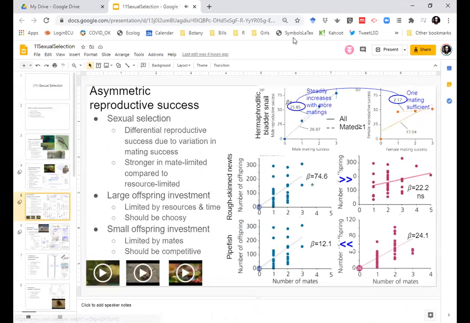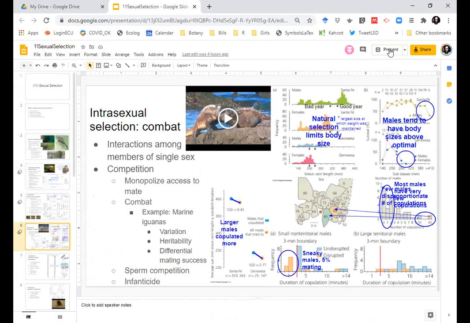This is not playing well today with Zoom. Okay, we'll go here and then we'll put that.